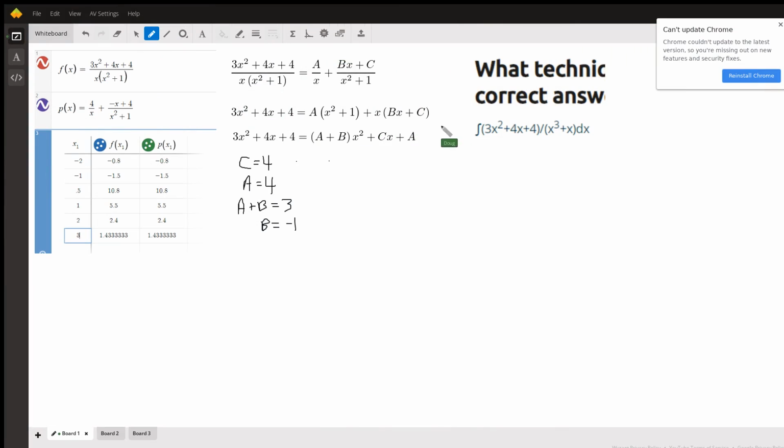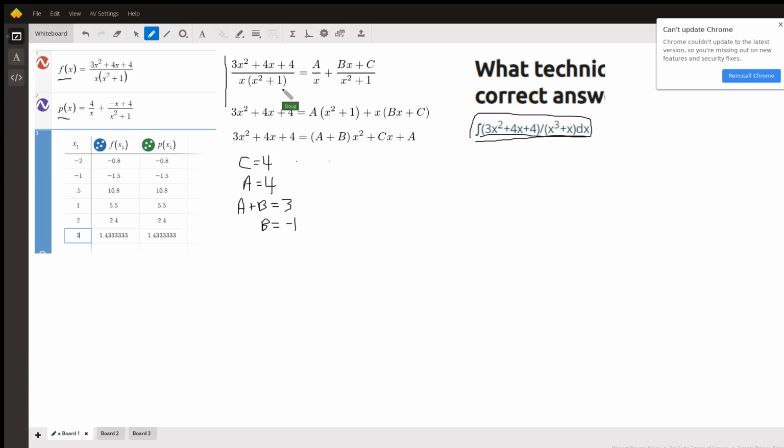Okay, the question asks us to find the antiderivative of this function right here. And partial fractions is the way to go. Here's f of x, this quadratic polynomial divided by x cubed plus x, or x times quantity x squared plus 1. Here's the partial fraction decomposition of that function: 4 over x plus (minus x plus 4) over x squared plus 1. And here's how you can do that.